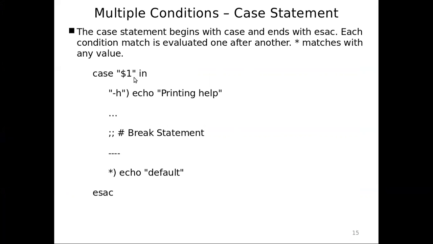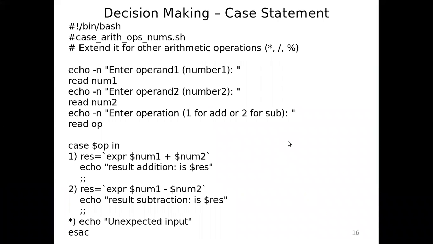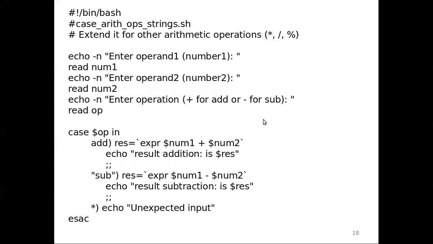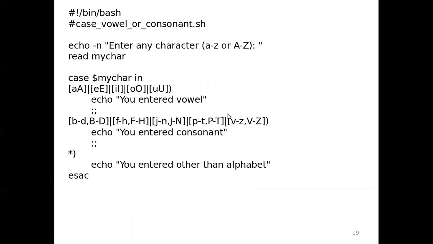Case $1 is for the command line arguments, which we'll see in the upcoming units, and minus h is for help, like that. And we have seen whatever the arithmetic operations, so you can extend for the other things. So this is for whatever the symbols actually. As you know, you can give it in the double quotes as well. And this is for add and subtract in a string. The same thing we have executed actually.